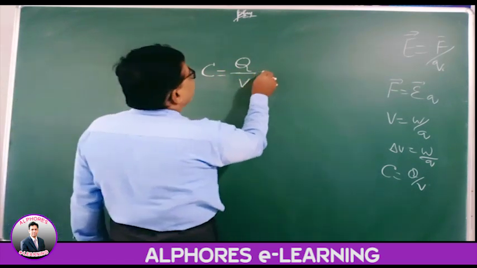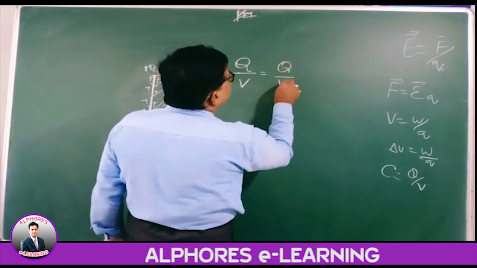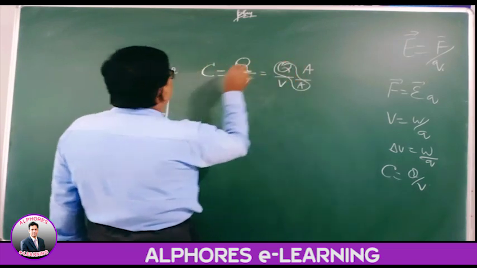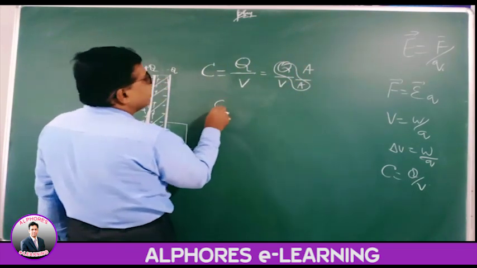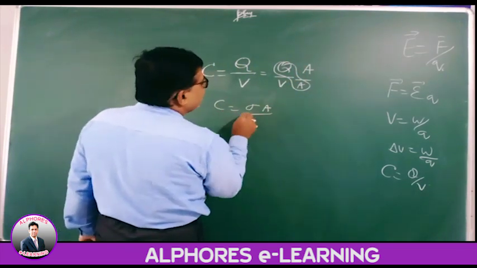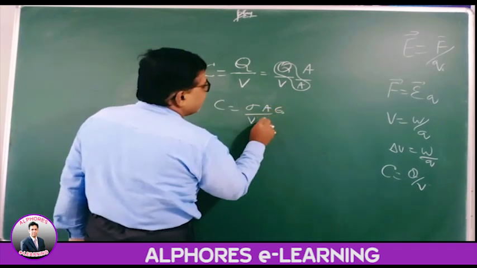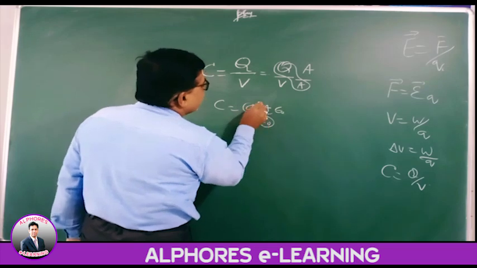Now let me multiply and divide by A. So Q by V, multiplied and divided by A. Q by A is called the surface charge density, so it is sigma A by V. Right? Multiply and divide by epsilon naught, sigma by epsilon naught.